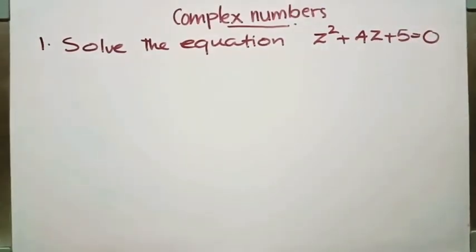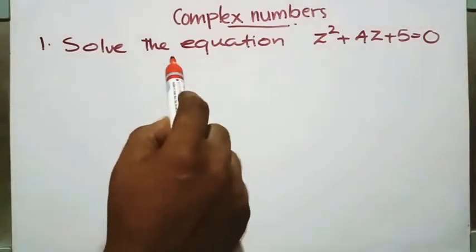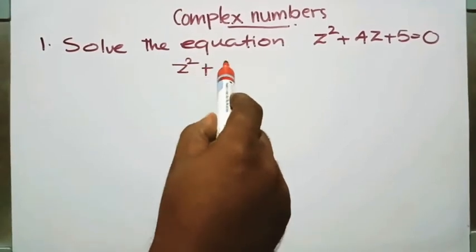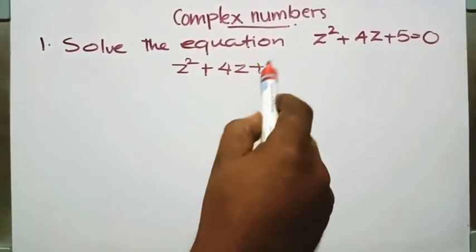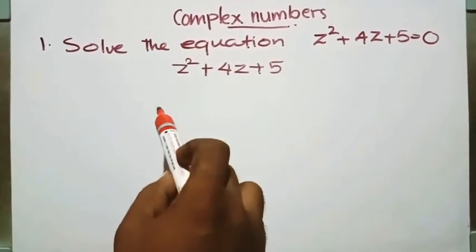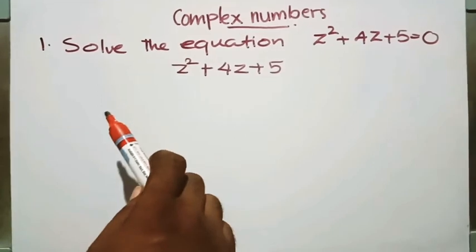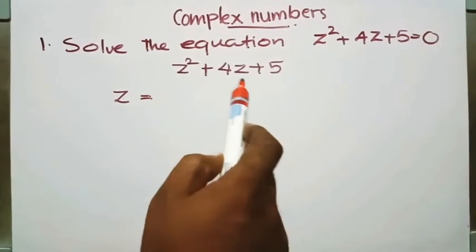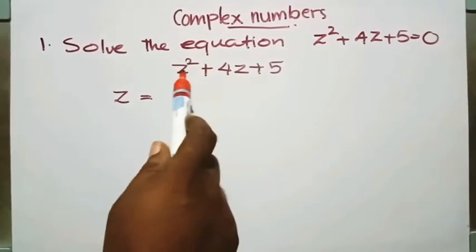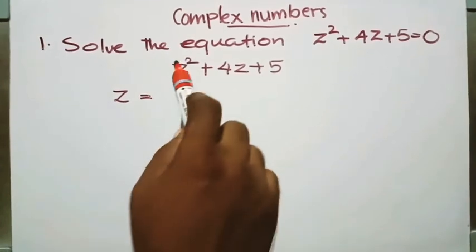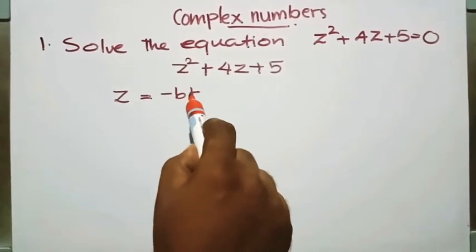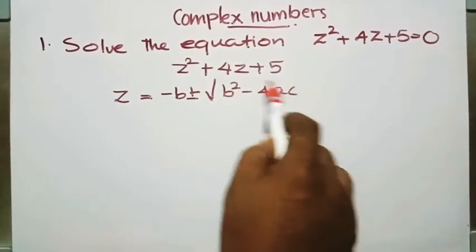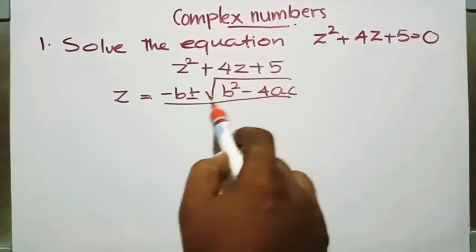What shall we do? Though it is a question from complex numbers, we never need to worry about this one. What we need to do is just use the quadratic formula. So we get z is equal to, minus b plus or minus square root of b squared minus 4ac, divided by 2a.